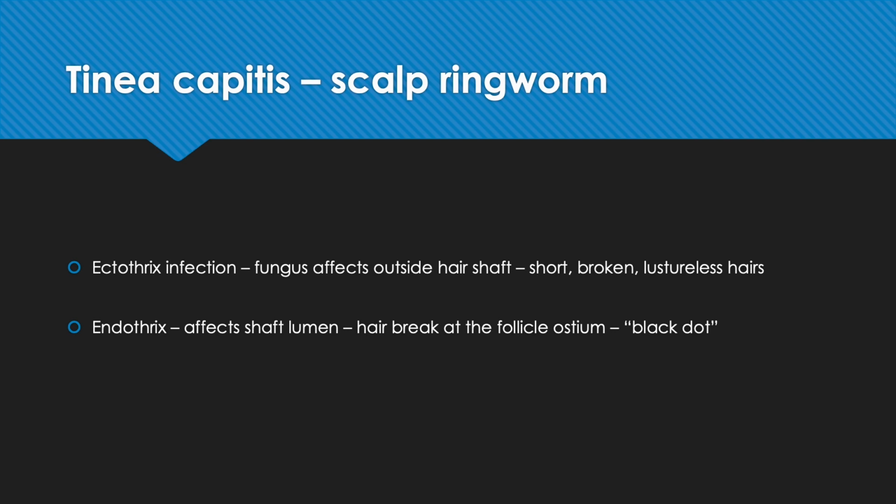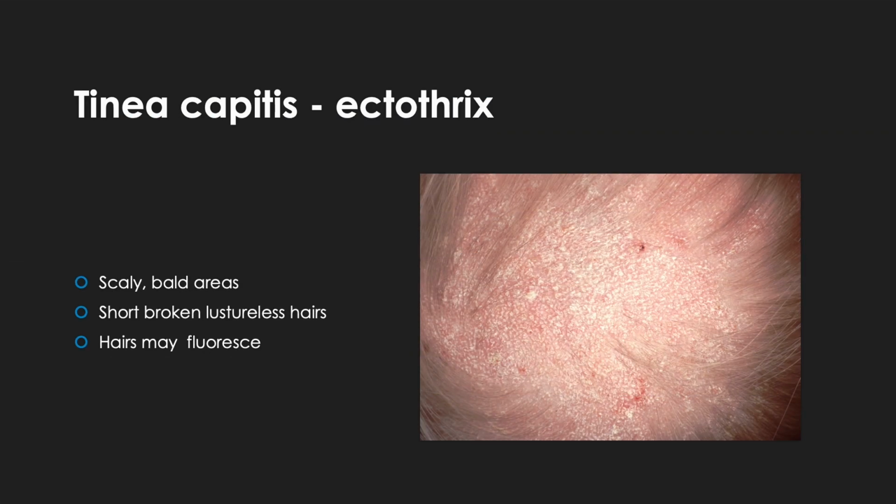Endothrix infection is infection by dermatophyte of the shaft lumen. So the hairs tend to break just as they exit the scalp, at the ostium of the hair follicle. And this produces a pattern that's called black dot Tinea capitis. Scalp ringworm tends to occur more commonly in children. It produces scaly, bald areas.